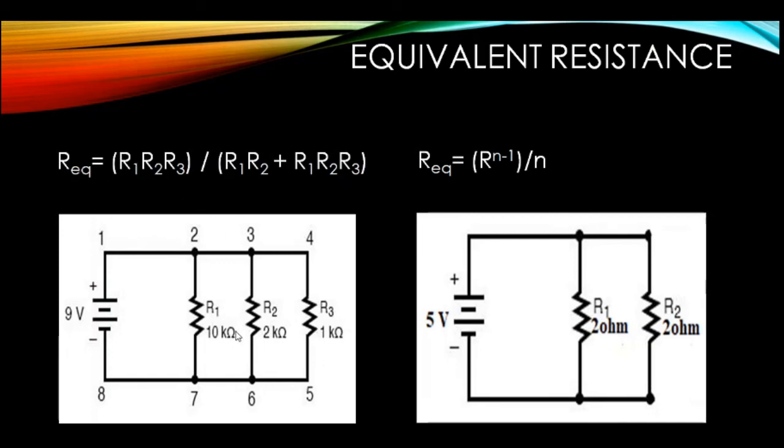So 10 into 2, 20 kilo ohm divided by 34, we get 0.585 kilo ohms. Now moving on to this particular example, I have two resistances. So n is equal to 2, 2 minus 1 is 1. So 2 power 1, 2 divided by 2. So I get 1 ohm.